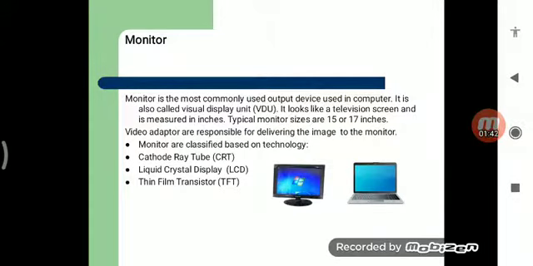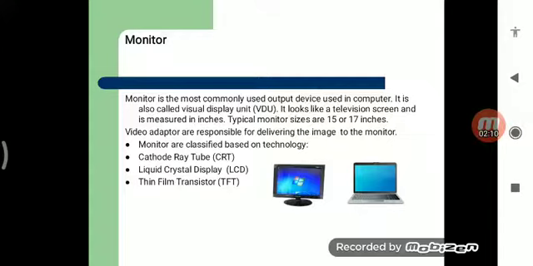The first output device is the monitor. Every student knows about the monitor. Monitor is the most commonly used output device in computers. It is also called a visual display unit. It looks like a television screen and is measured in inches.